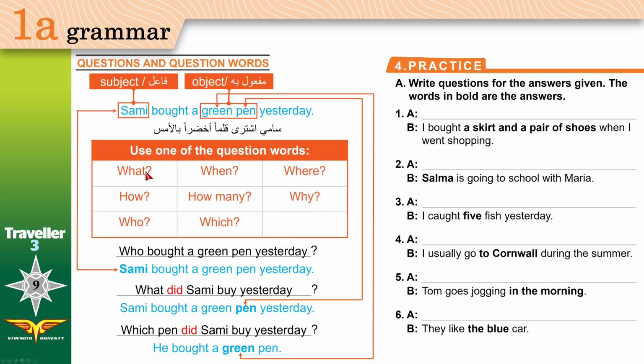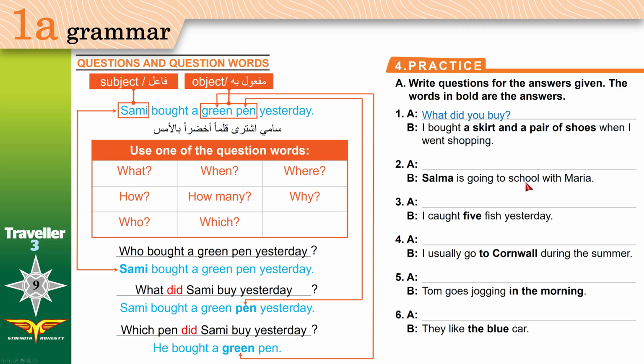We will use what? What did you buy? We can continue by saying, what did you buy when you went shopping? That is also correct.